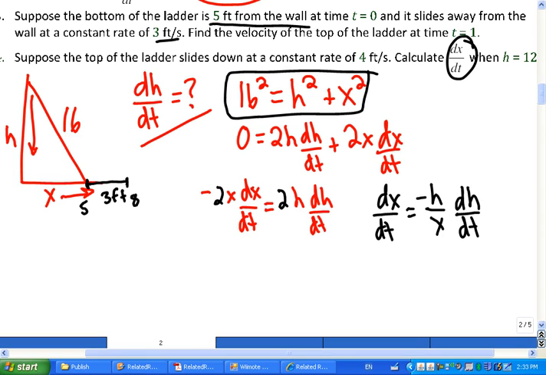It is dh dt. Be careful. It's negative because the ladder is falling. H is shrinking, so the rate of change has to be negative in order to decrease. So dh dt here is going to be a negative 4. And I know here it says h equals 12, so it'll be negative 12. And I have to figure out what's the value for x at this point. So I'll do it the same way we did in the last one.